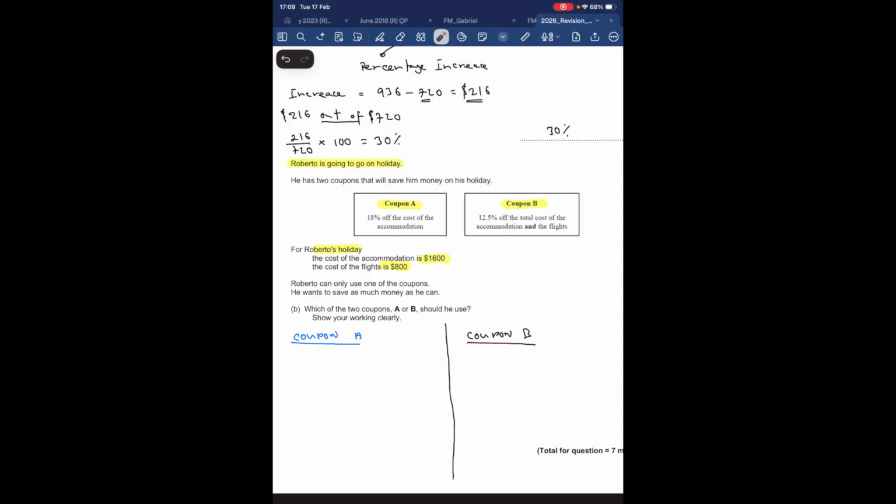So the original cost of the holiday is 100%. I'm going to subtract 18% from that, because I'm working out how much I'm going to be paying for the accommodation. So the accommodation is going to be 82% of the original amount of $1,600. So I need to work out 82% of 1,600, so 82 over 100. I put that in a bracket and I multiply it by the original amount, which is $1,600, the cost of the accommodation.